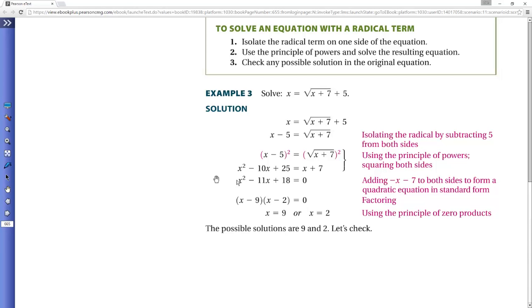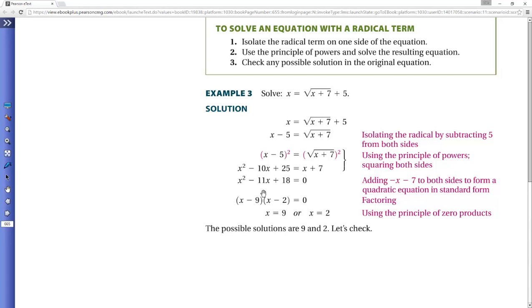Well, to get solutions to quadratics, or things with powers greater than 1, we are going to have to set it equal to 0 and then see if we can factor this to find possible solutions. They do that. They add a negative x to both sides and a negative 7, and they get x squared minus 11x plus 18 equals 0.